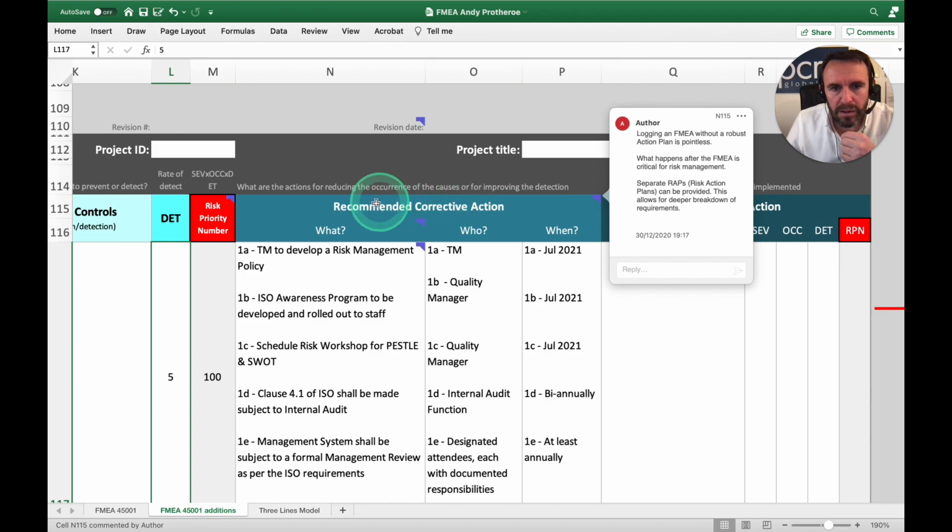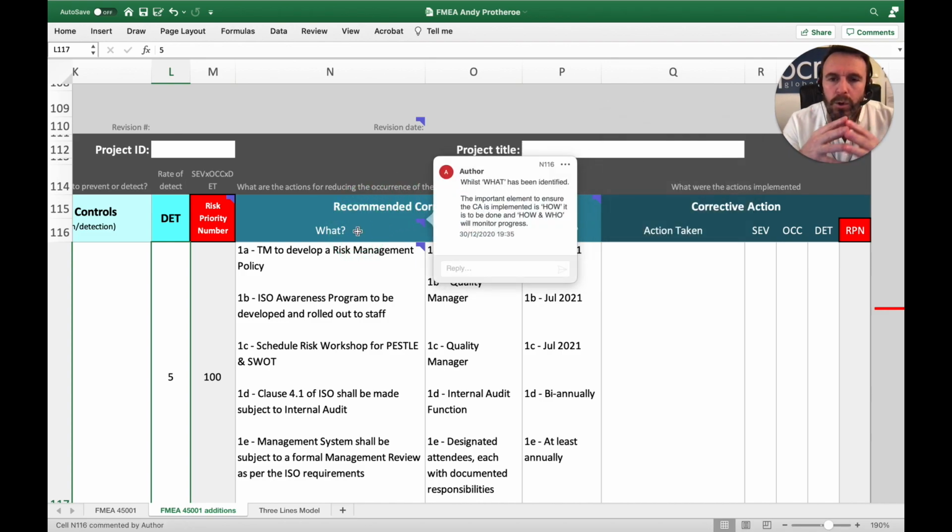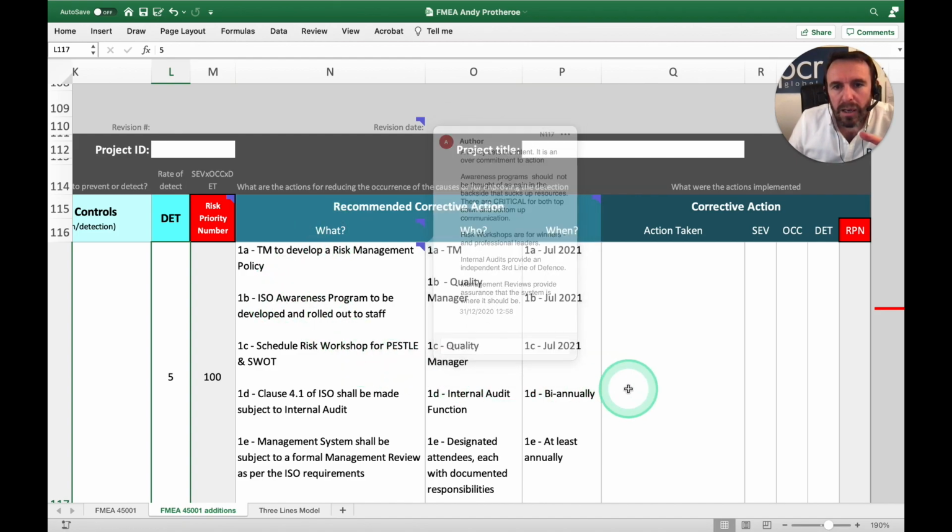So what else have we got in the comments section? Whilst what has been identified, the important element to ensure that the corrective action is implemented is how. How is it to be done, and how and who will monitor the progress? Again, that's risk management. When we think back to the ISO 31000 risk management process, we have communication and consultation with that, of course, but we also have monitoring and reporting. It can't sit in this plan and sit on somebody's server somewhere. There has to be a strong and robust output. So important. How are we going to do those things that we've identified that requires doing? Okay, what else have we got?